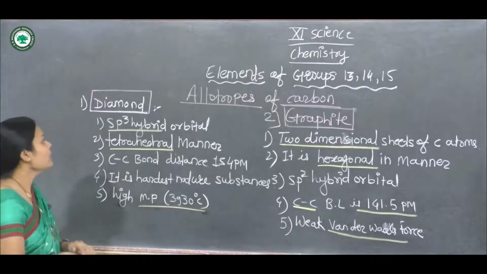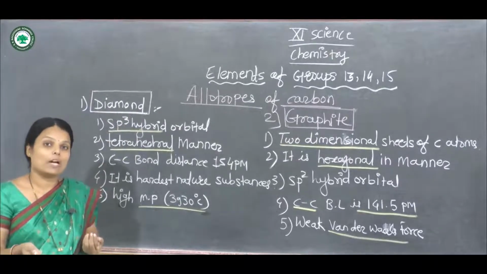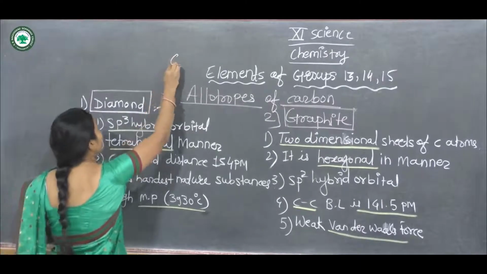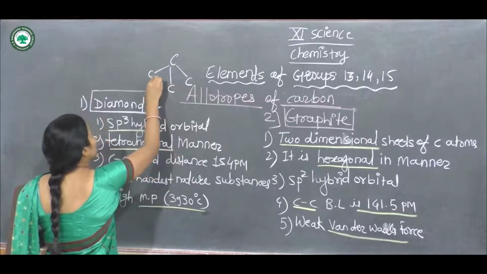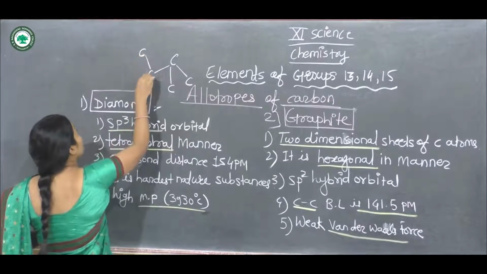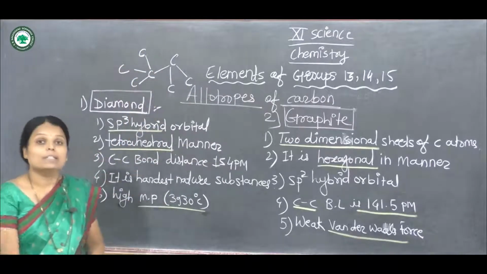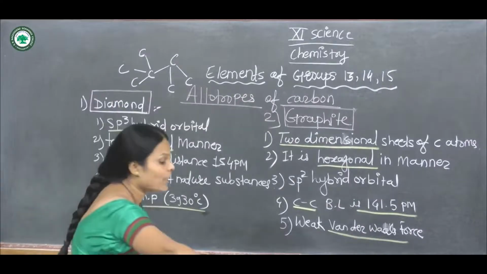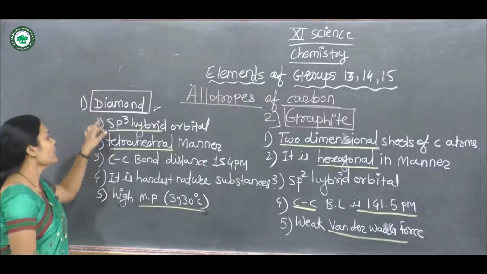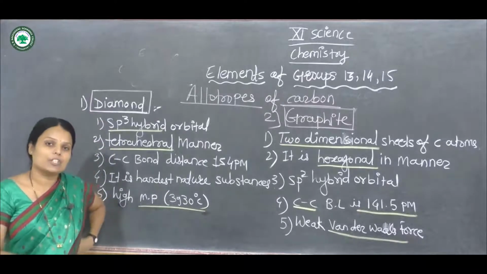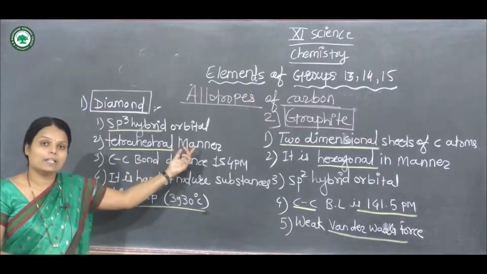In diamond, a carbon atom is linked to another 4 carbon atoms. Those carbon atoms are also attached to another 4 carbon atoms. This is the chain or link formation, this is the diamond form. In diamond, sp3 hybridization takes place, and diamond is tetrahedral in structure.